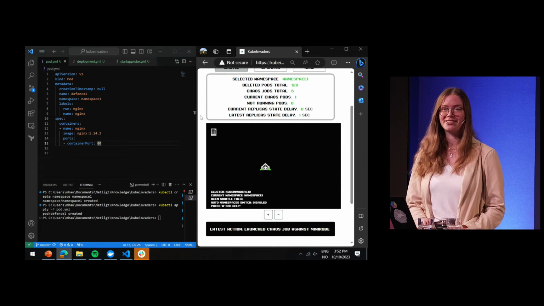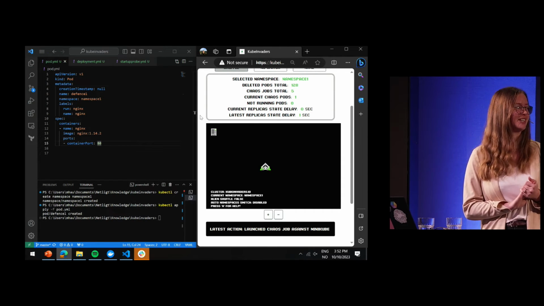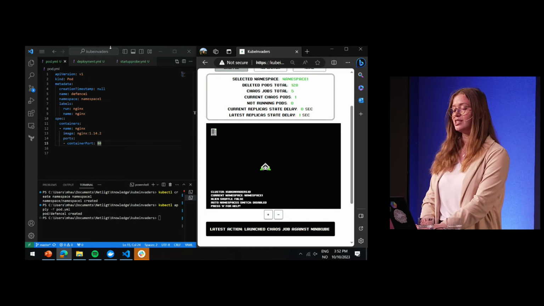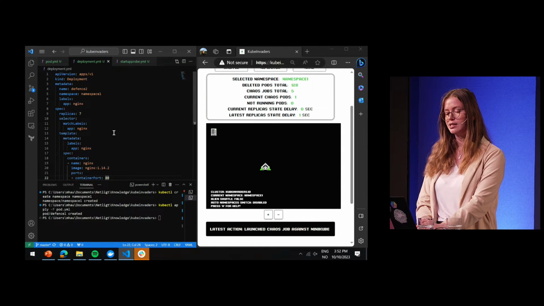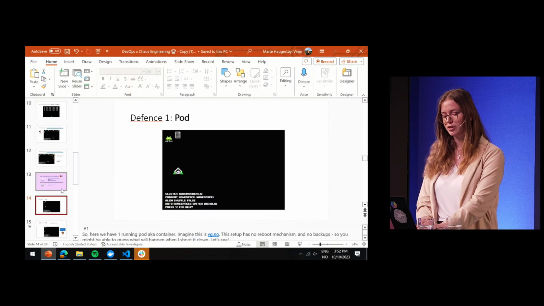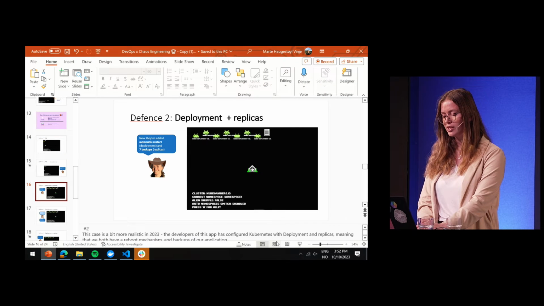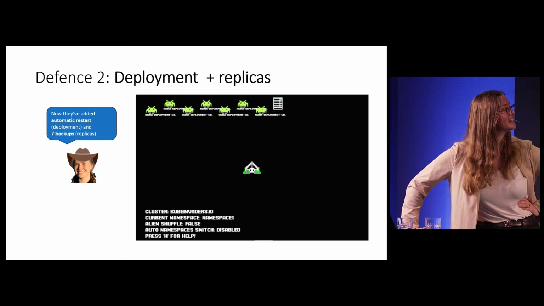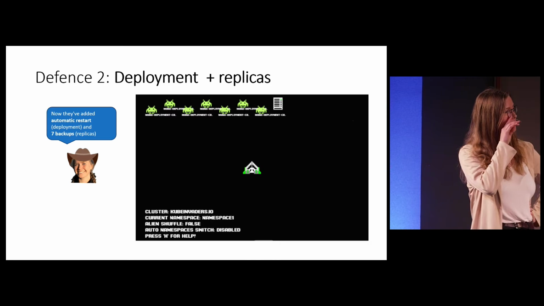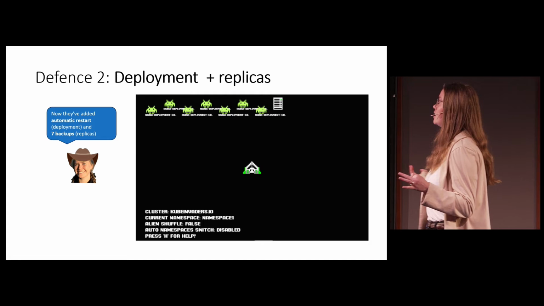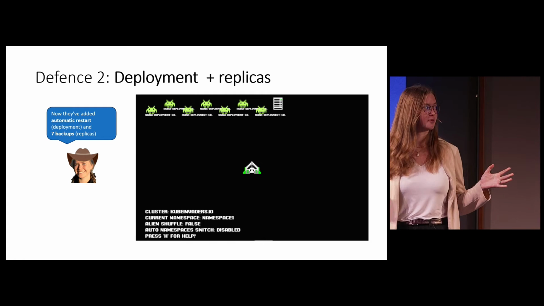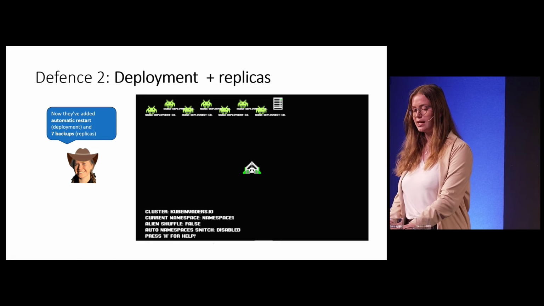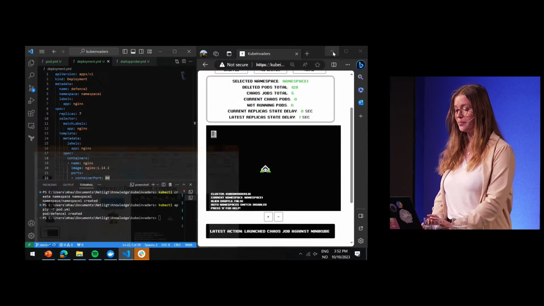But that's not really what's happening in IT or for applications in 2023. So let's look at a setup. I just want to go back and show my little cowboy face again. So now they have added automatic restart, which is called deployment in Kubernetes. And they've added 7 backups because they noticed that I attacked them. So let's see how I will handle against them.